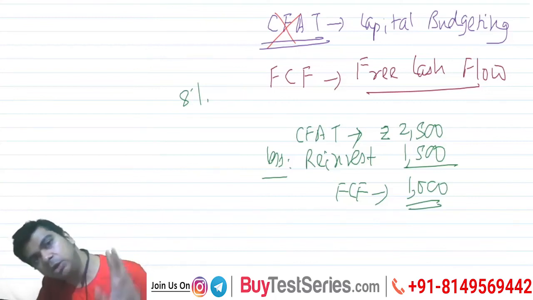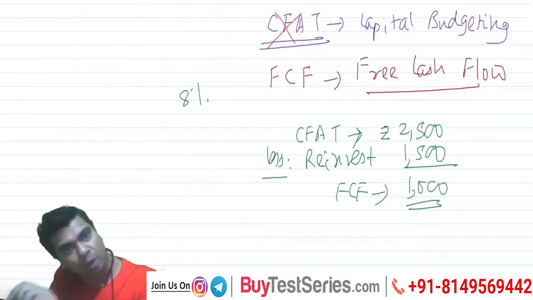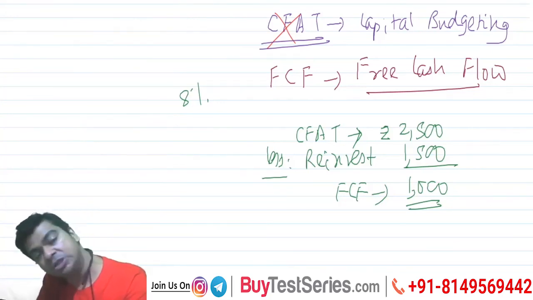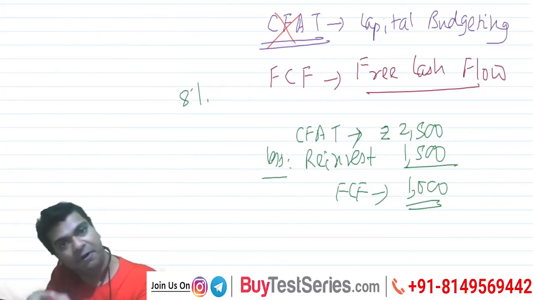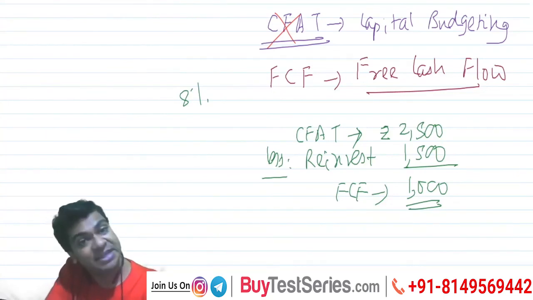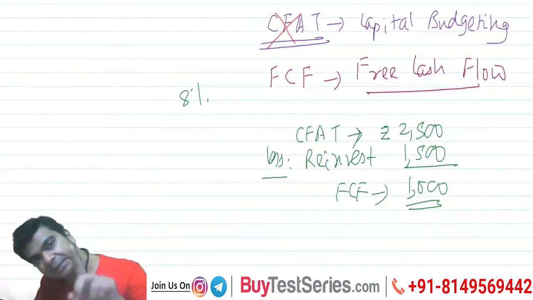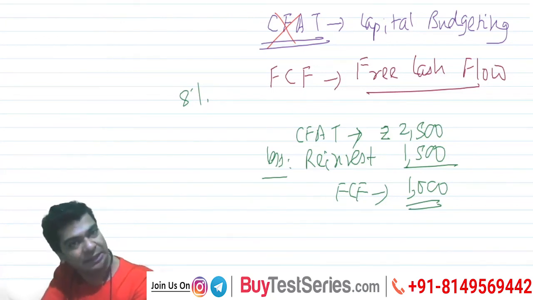Now, there are two approaches by which you can work out the free cash flow. One is known as FCFF approach, that is the free cash flow to the firm approach. Another is FCFE approach, which is the free cash flow to equity approach. That's what we will be discussing in the next episode.